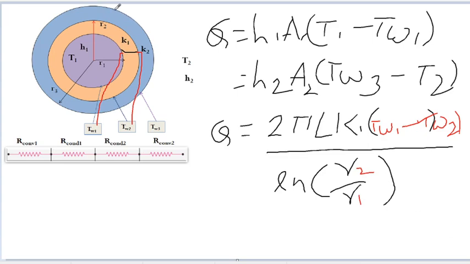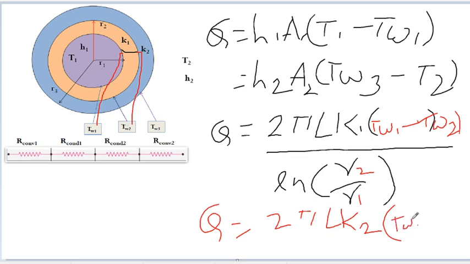Similarly, if you write the equation for the second material, again Q equals 2 pi L, as the L is not changed. Instead of K1 I am writing K2, and the temperature at this surface is TW2, so I am writing TW2 minus the temperature at this surface, TW3, upon the outer radius of the material, which is R3.